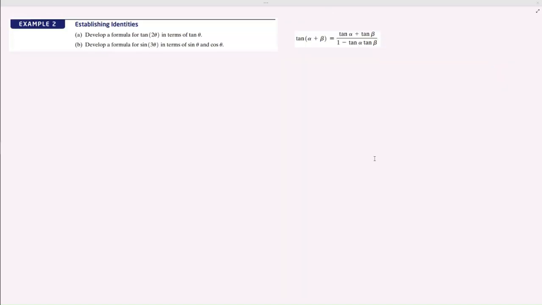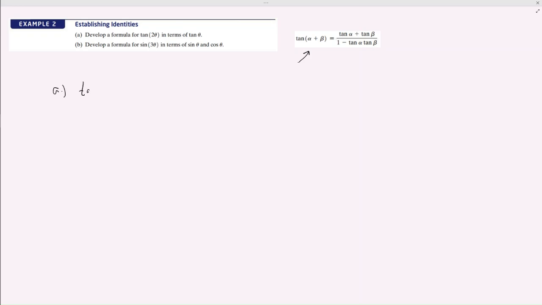Okay, now we're going to do a similar thing with the tangent, and we're going to say, what would a tangent double angle look like? And we can do that because we also saw in the last lesson that the tangent of alpha plus beta is equal to this. So we'll use that and develop a double angle formula for tangent.